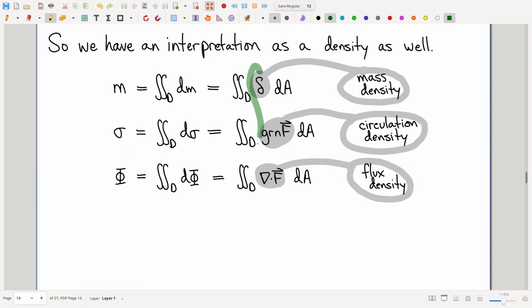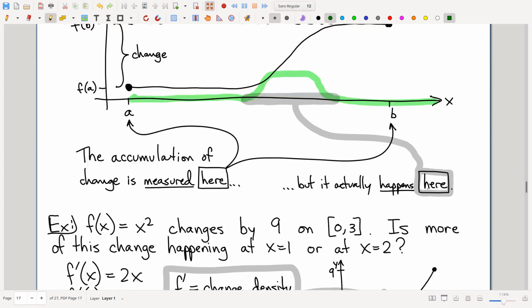these densities, likewise, tell you where these quantities are happening. Where this integrand is highest, yeah, that's where most of the mass is. And likewise, where Green's operator is higher, that's where more circulation's coming from. Where divergence is higher, that's where more flux is coming from. Pretty literally, at least in terms of intuition. Okay, moving along.